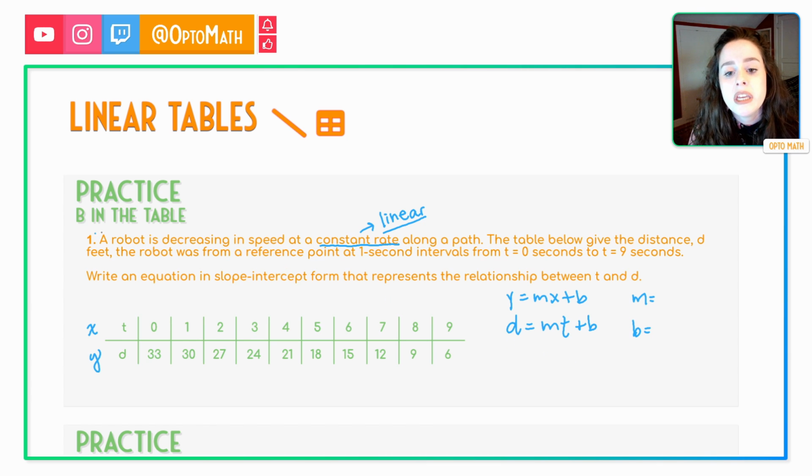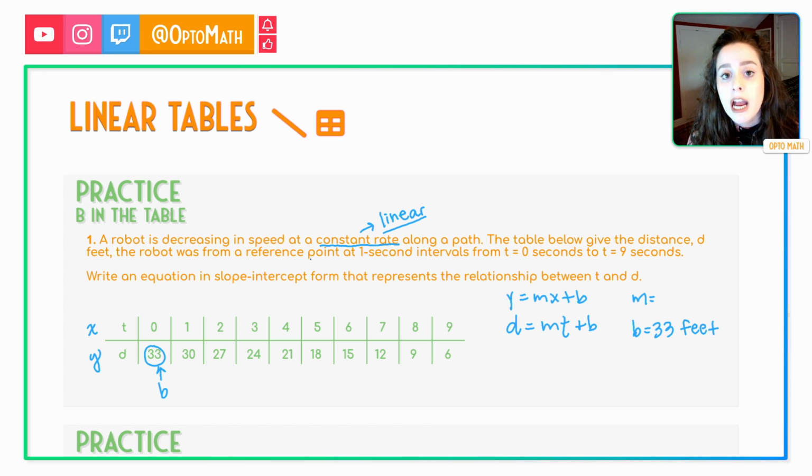Remember, b is in the table, so let's find b, and it always occurs where the x value, or your independent variable, is 0. So here we have t is 0 and d is 33. So this guy right here is b. B is 33. And let's think about the units. D is distance in feet, so that's going to be 33 feet. So what's this mean? It means that at the starting point, the robot was 33 feet from the reference point.